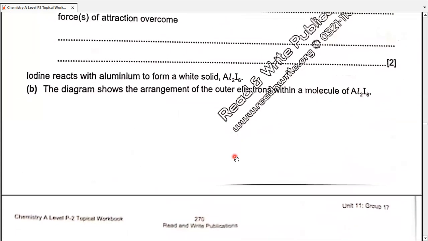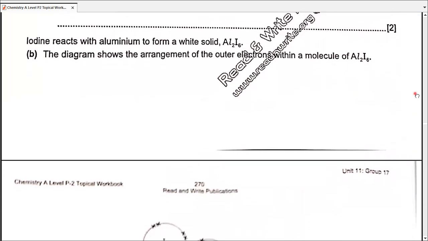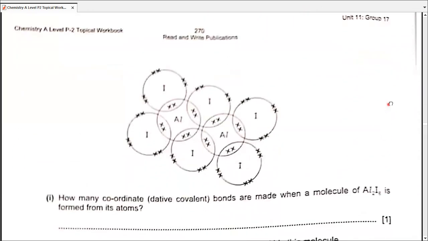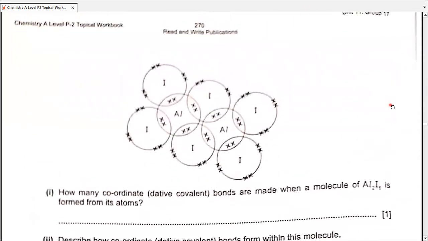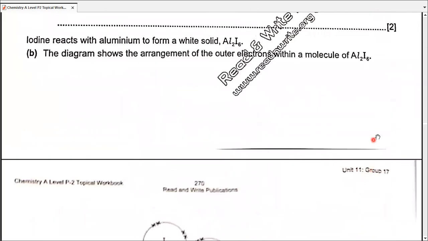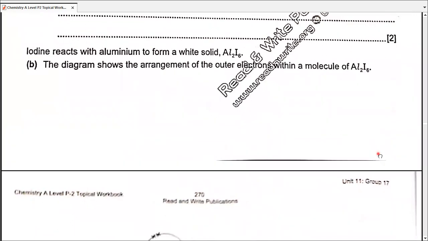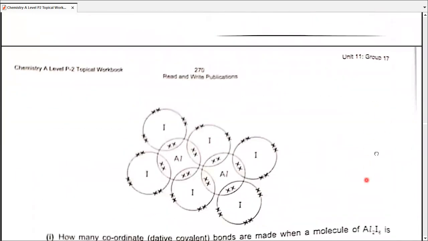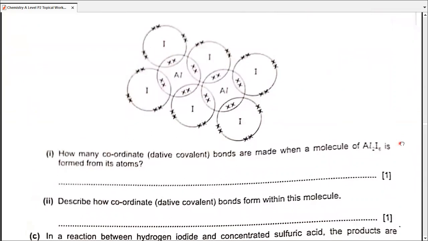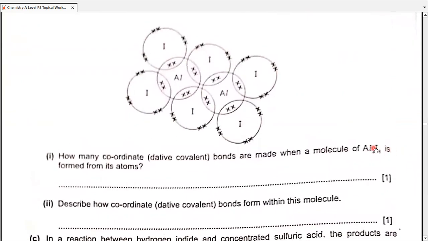Continuing with the question, would you be able to do this? This is a little bit of a different question. Wait, what? I think it's Al2Cl6, but they use iodine instead of chlorine. Yeah, that I understand, but what are they asking? Iodine reacts. Diagram shows the outer ones. Oh, okay, that's the question. I thought, where is the question? So, number one.